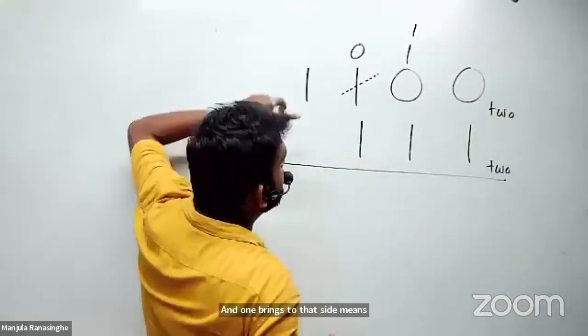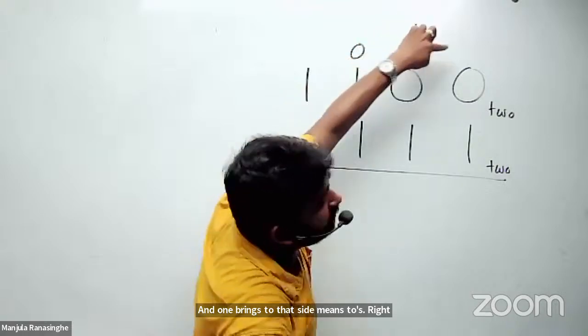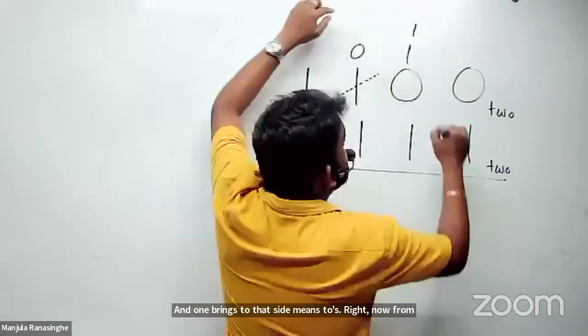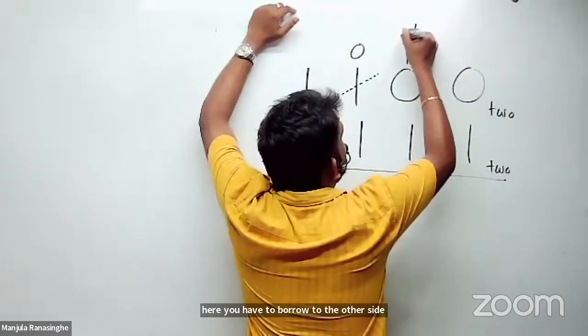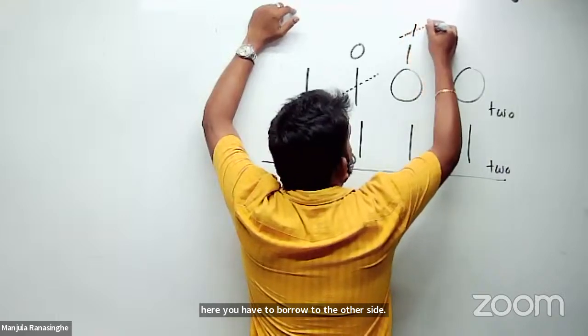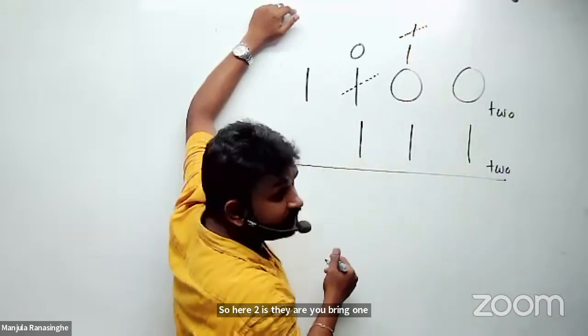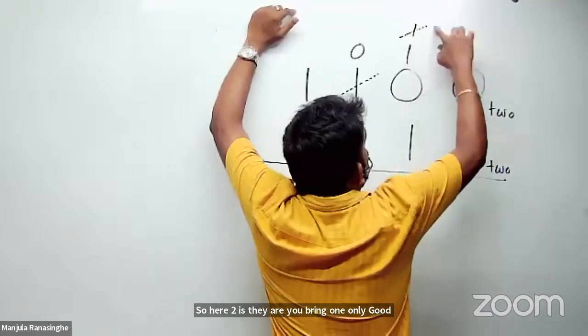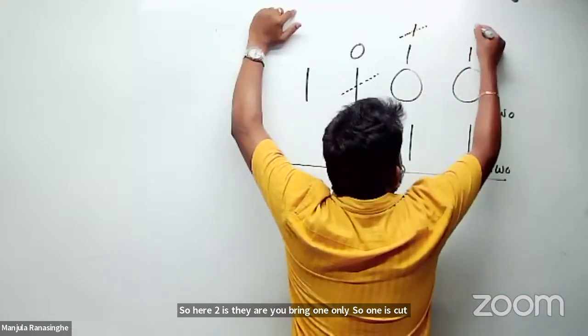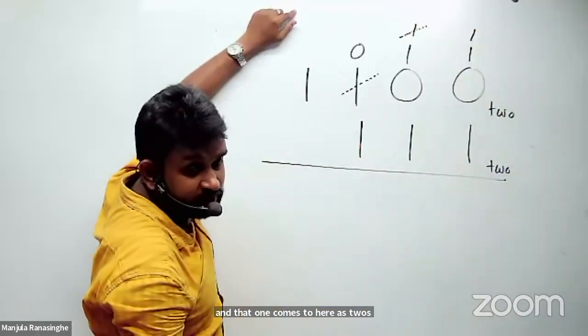Right. Now from here you have to borrow to the other side. So here 2 is there. You bring 1 only. Borrow one. Then this one is cut. That is why we cut it. So 1 is cut and that one comes to here as 2s. Okay, now let's subtract.